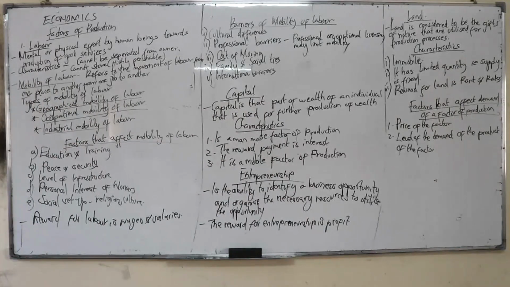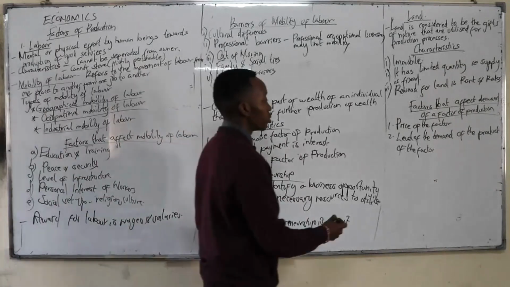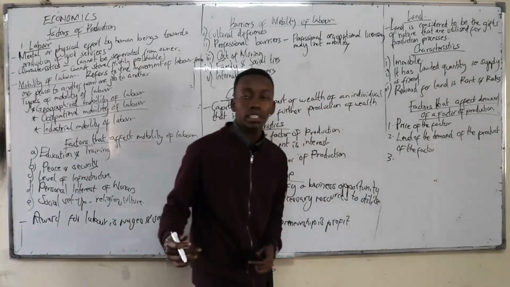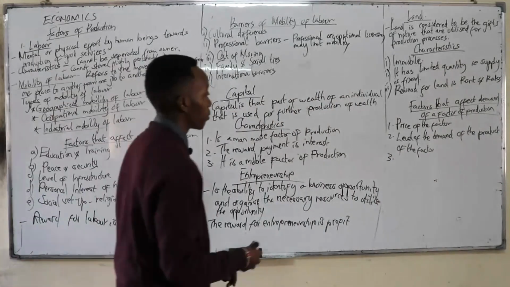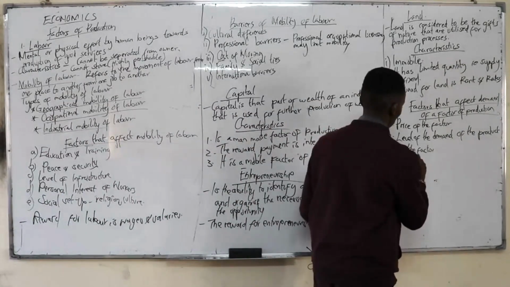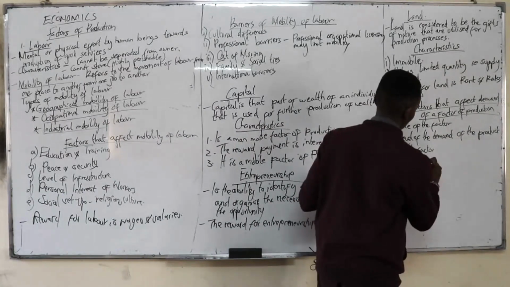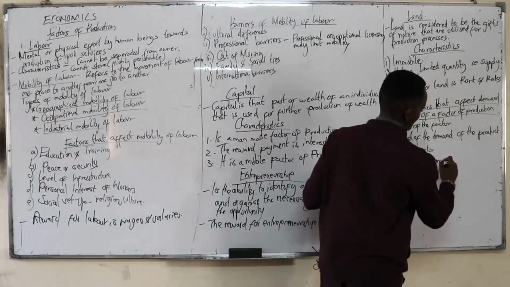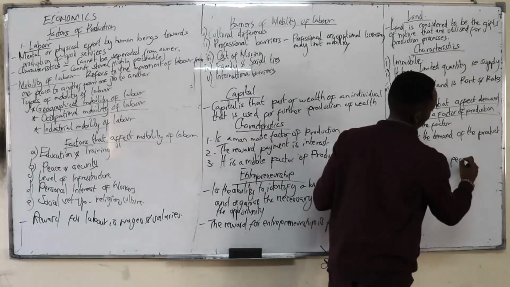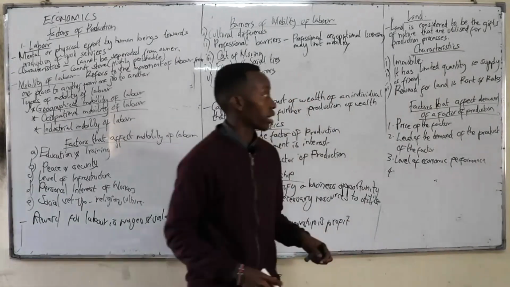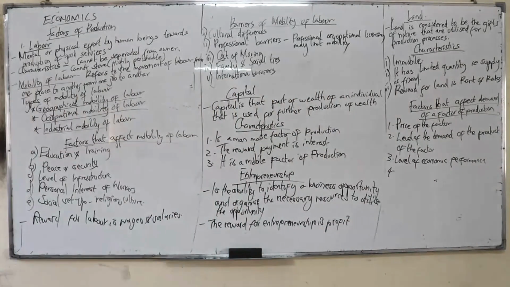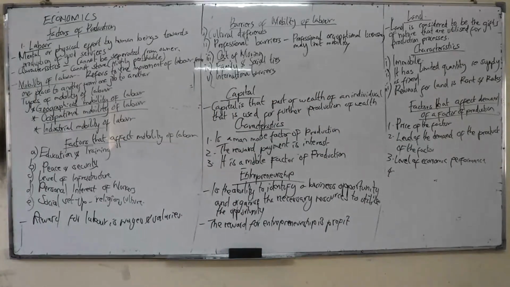Just like you're saying, if you use labor to make this kind of commodities, that also affects the demand. And then another thing is that if the economy is doing so well, then all of these factors will increase in terms of demand. So the level of economic performance also dictates the amount of demand that will go into these factors of production.